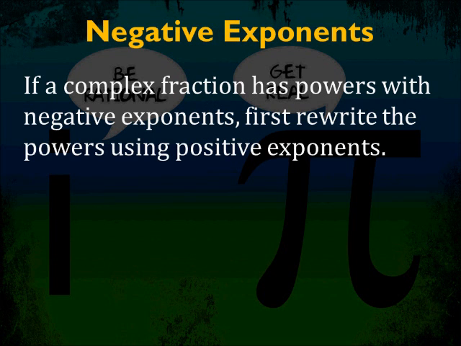Negative exponents. If a complex fraction has powers with negative exponents, first rewrite the powers using positive exponents. So this would be the equivalent of saying x to the negative 2 power is equal to 1 over x squared. So rewrite the negative exponents as positive exponents.